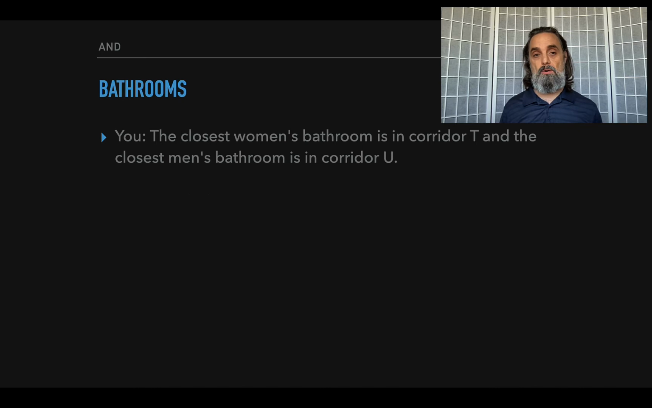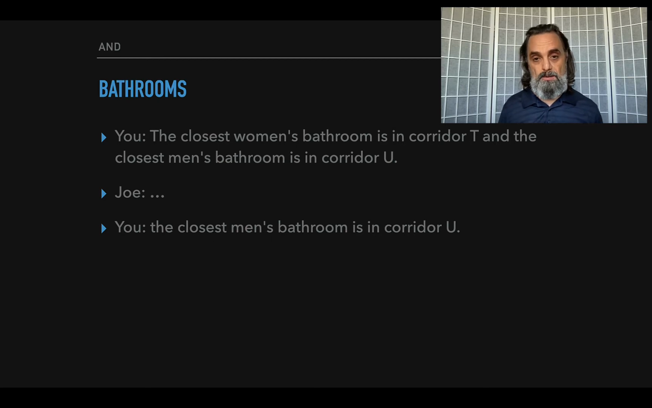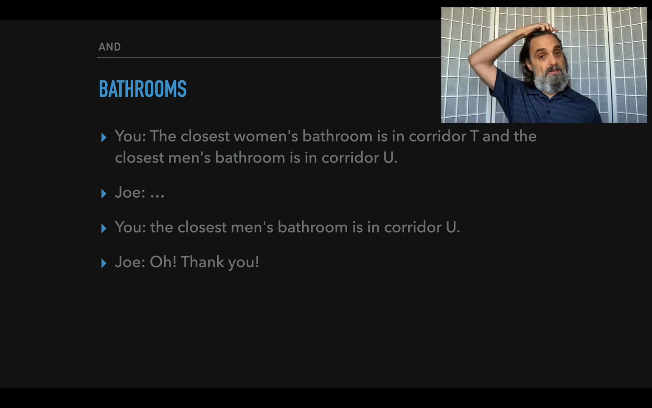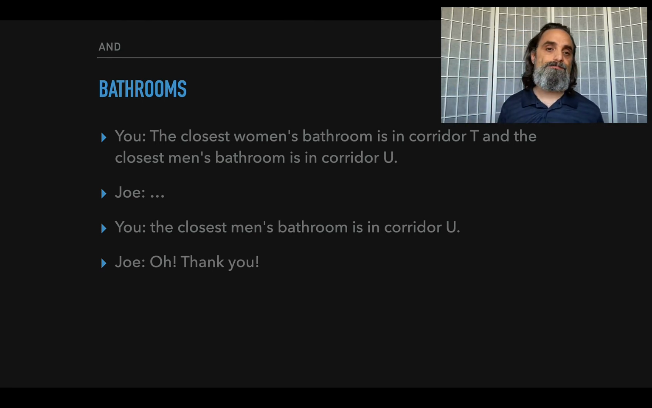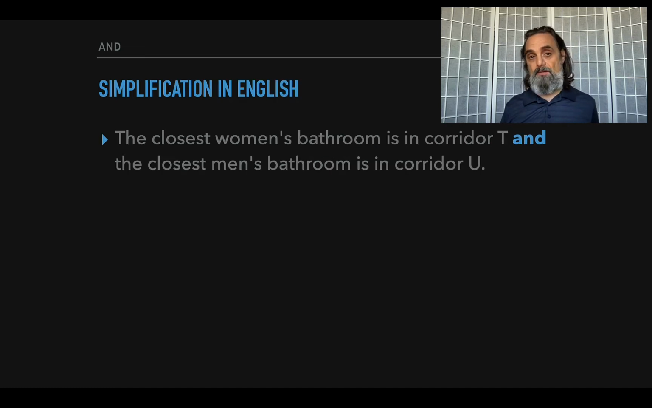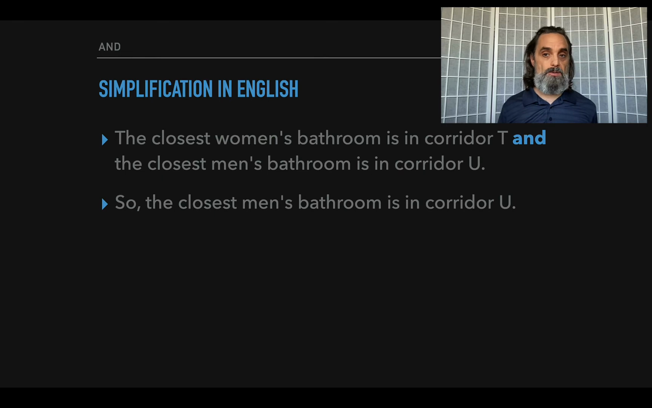But unfortunately, Joe is also blocked with and, and he can't realize that it follows that the closest men's bathroom is in corridor U, and that's the bathroom he's looking for. He can't draw that conclusion, so you have to point it out to him, and you point out, indeed, it follows the closest men's bathroom is in corridor U, and Joe is very pleased to find this out and heads off to do his business. So there's an inference here which we can call simplification, from the closest women's bathroom is in corridor T and the closest men's bathroom is in corridor U, to the closest men's bathroom is in corridor U. And we also could have the other inference to the closest women's bathroom is in corridor T. These are both valid inferences.